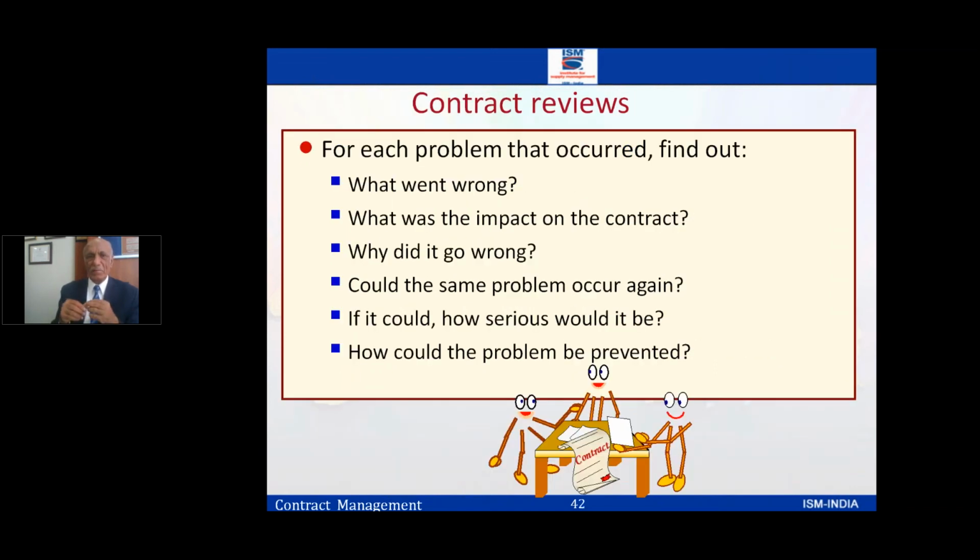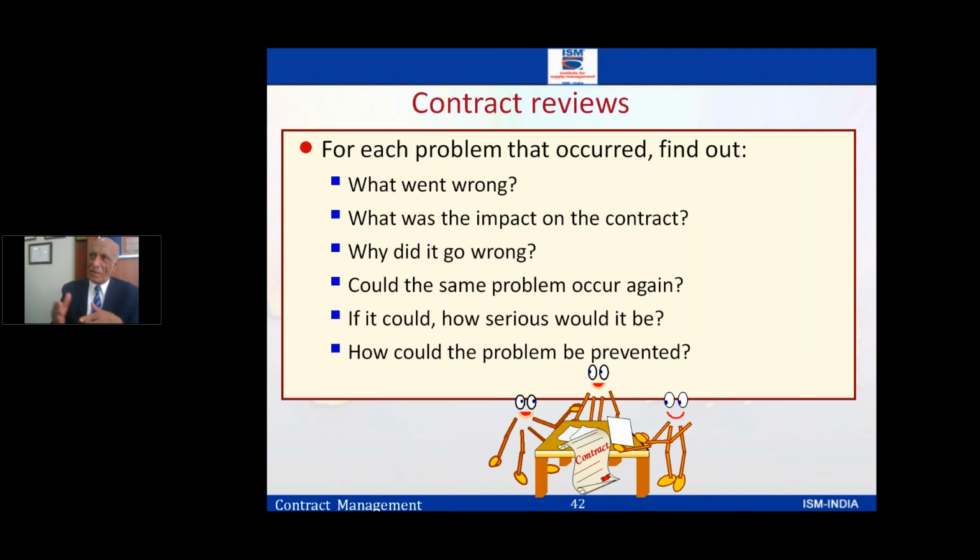Contract reviews. For each problem that has occurred, find out what went wrong. Because we have to learn from our past things around. So somebody has to write down, guys, in this case, what went wrong? What are the impact on the contracts? Why did it go wrong? So we basically, if we want to learn the lesson from our past, we need to document.